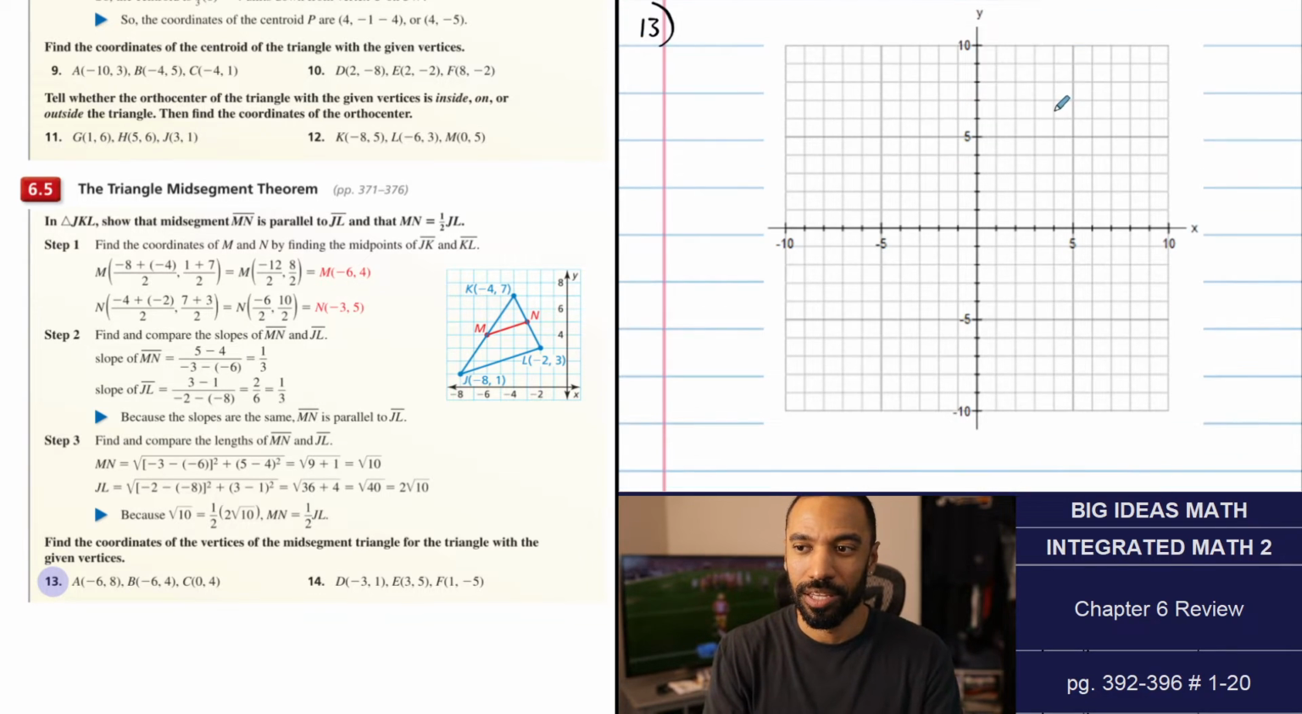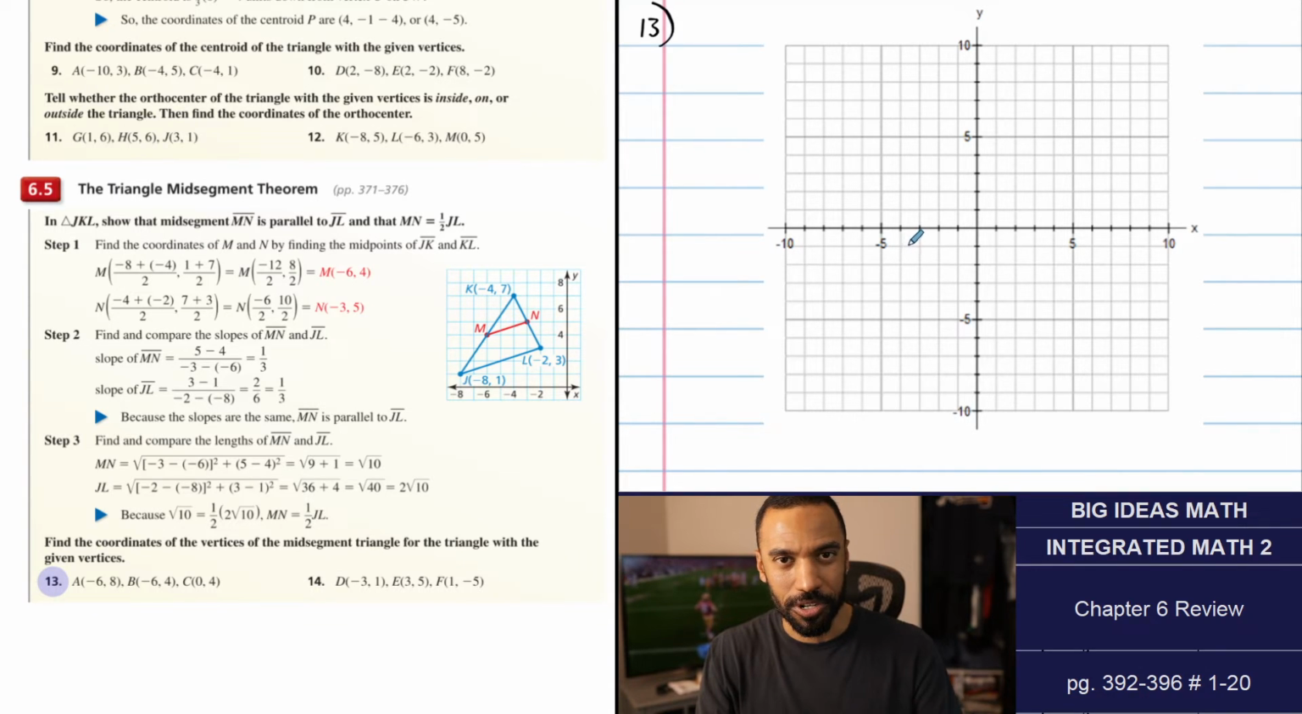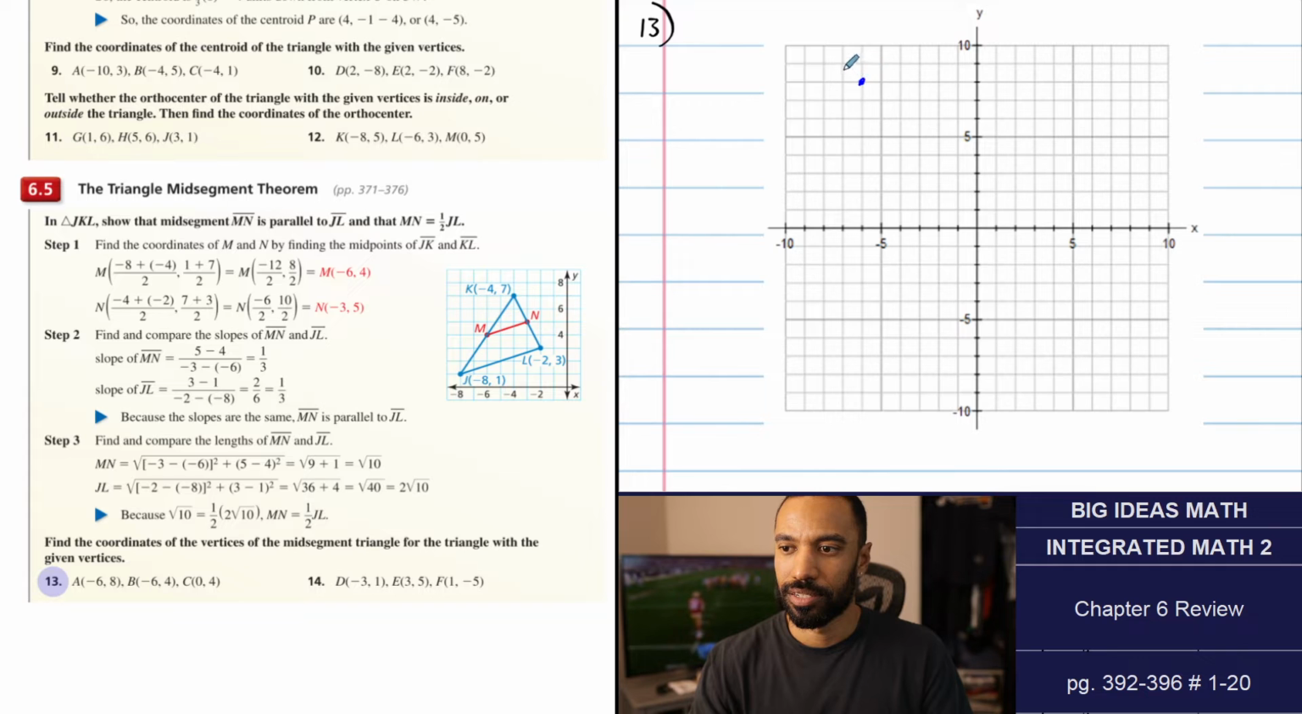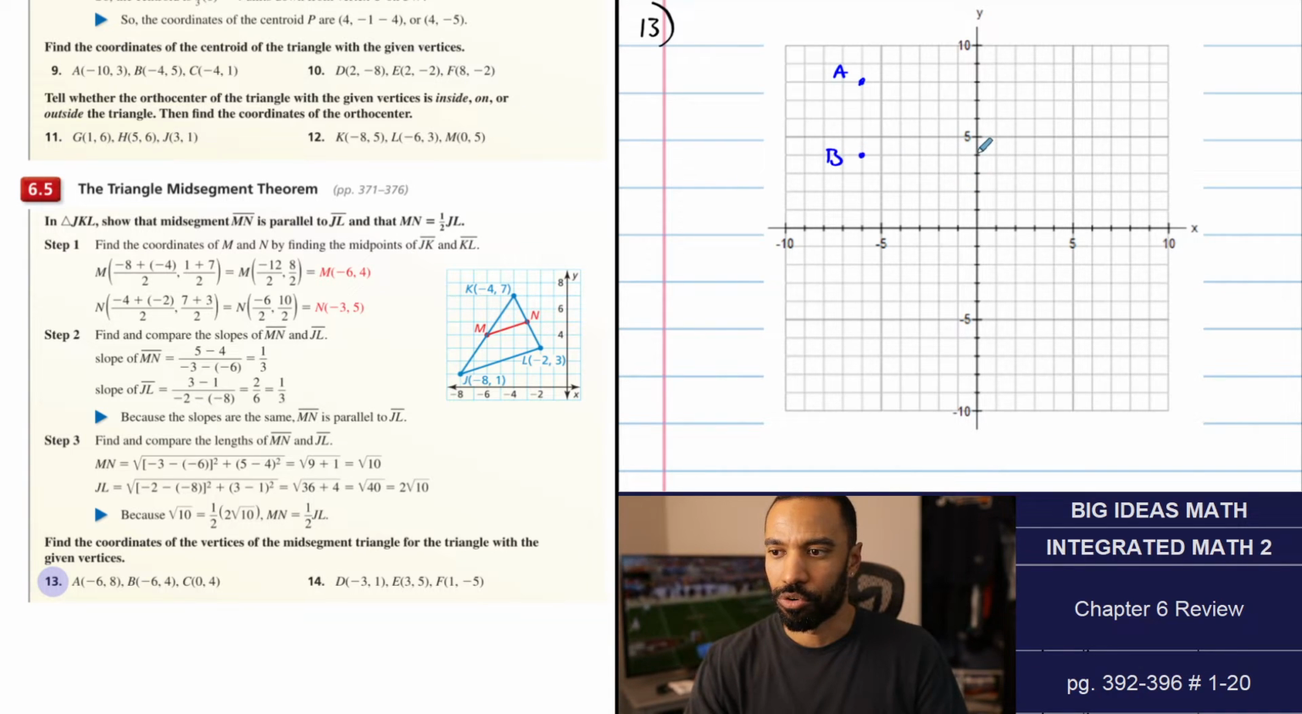And I'm going to do it my magic way, not averaging my values. You can look at the formulas there as much as you want for it. A is at negative 6, 8. B is at negative 6, 4. And C is at 0, 4. Looks like a right triangle. That doesn't really matter for these.